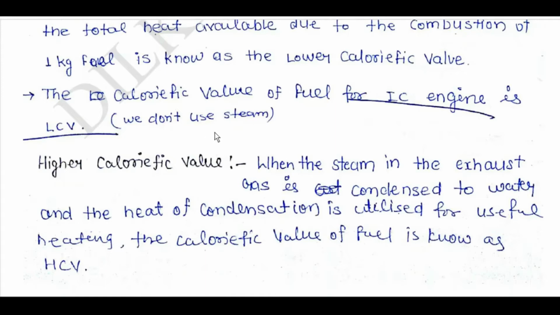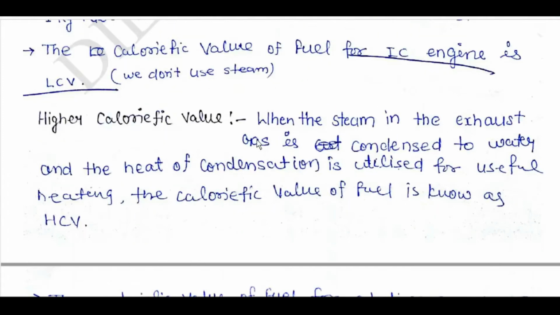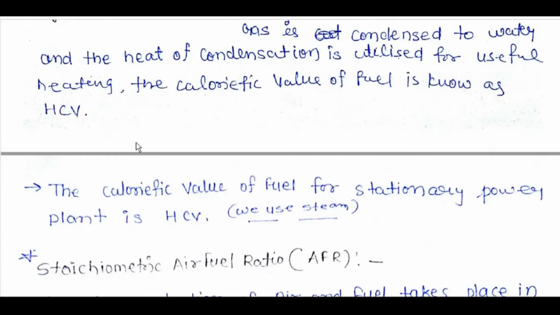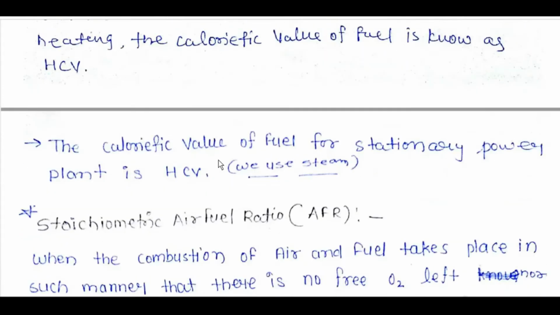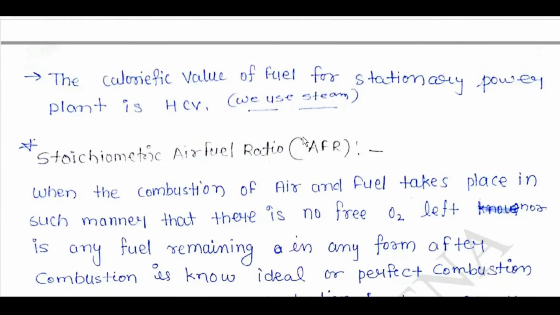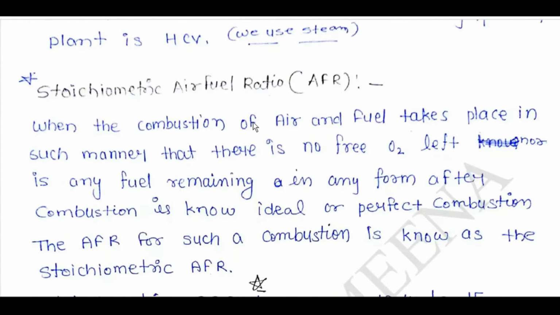We don't use steam. Higher calorific value is when the steam in the exhaust gas is condensed to water and the heat of combustion is utilized for useful work. The calorific value of fuel is then known as higher calorific value. The calorific value of fuel for a stationary power plant is the HCV, higher calorific value, as we use steam.